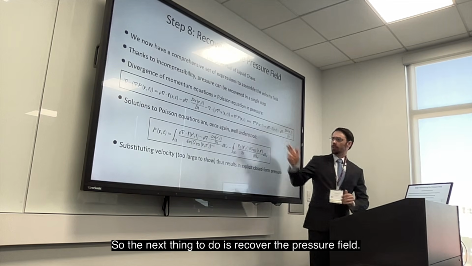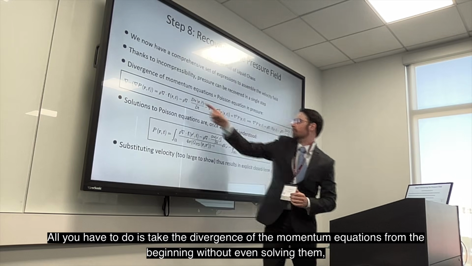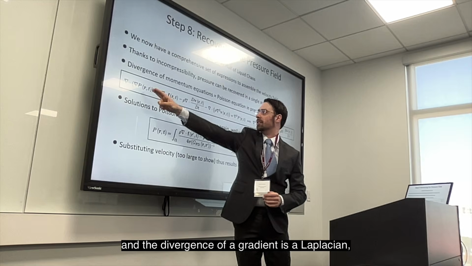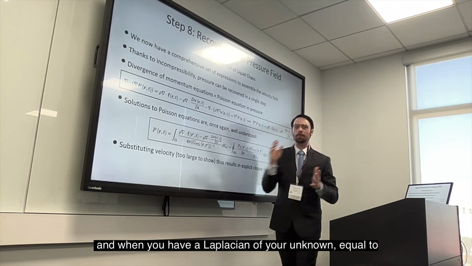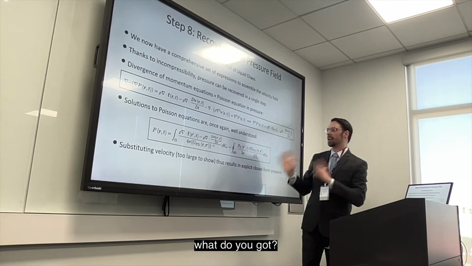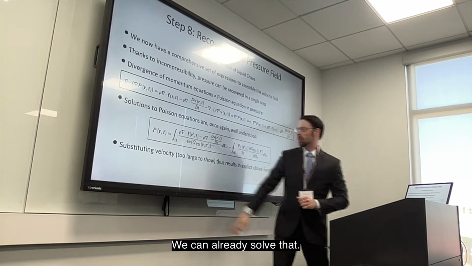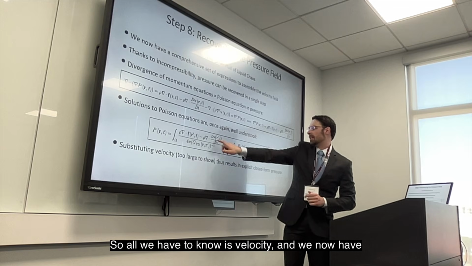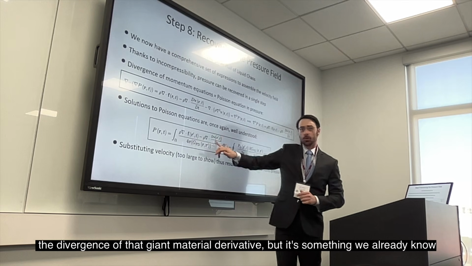So next thing to do is recover the pressure field. All you have to do is take the divergence of the momentum equations from the beginning without even solving them, and the divergence of a gradient is a Laplacian, and when you have a Laplacian of your unknown equal to a known thing, what do you got? A Poisson equation. We can already solve that. That's a known solution. So all we have to know is velocity, and we now have the divergence of that giant material derivative.